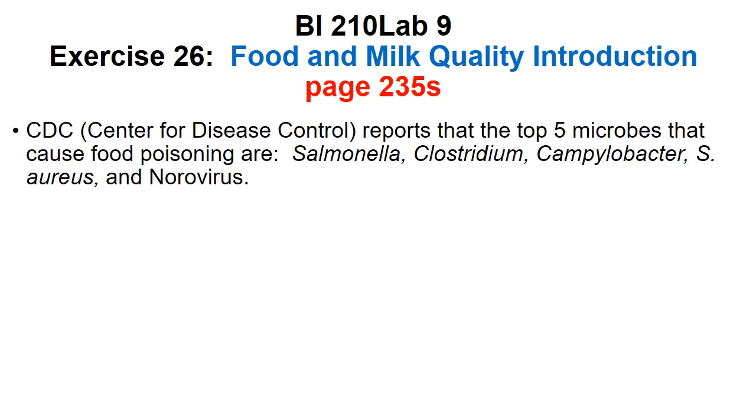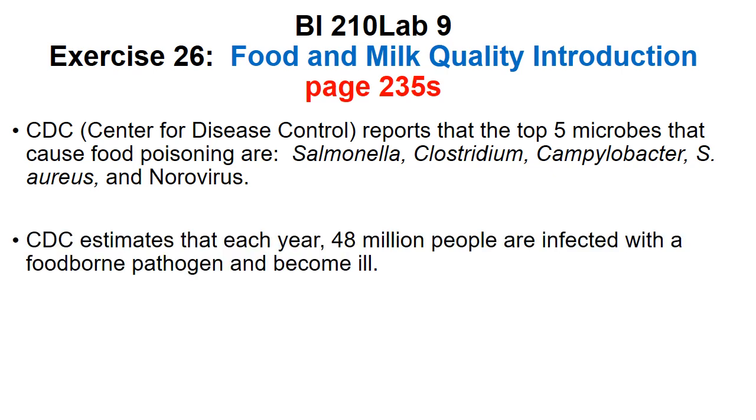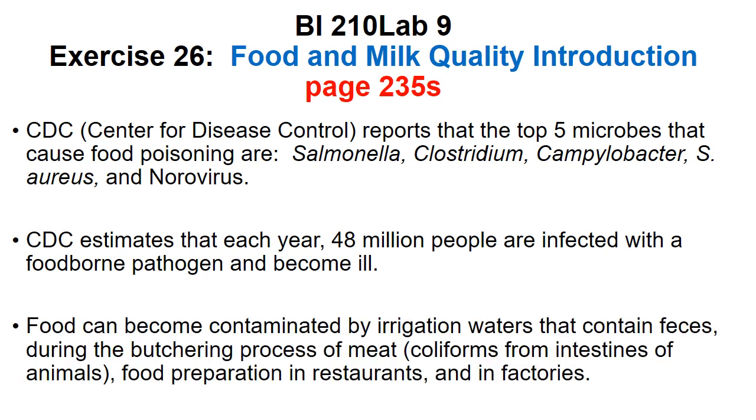The CDC, or Center for Disease Control, reports that the top 5 microbes that cause food poisoning are Salmonella, Clostridium, Campylobacter, Staphylococcus aureus, and norovirus. The CDC estimates that each year 48 million people are infected with a foodborne pathogen and become ill. Food can become contaminated when irrigation waters contain feces, during the butchering process of meat, and during food preparation in restaurants and in factories.